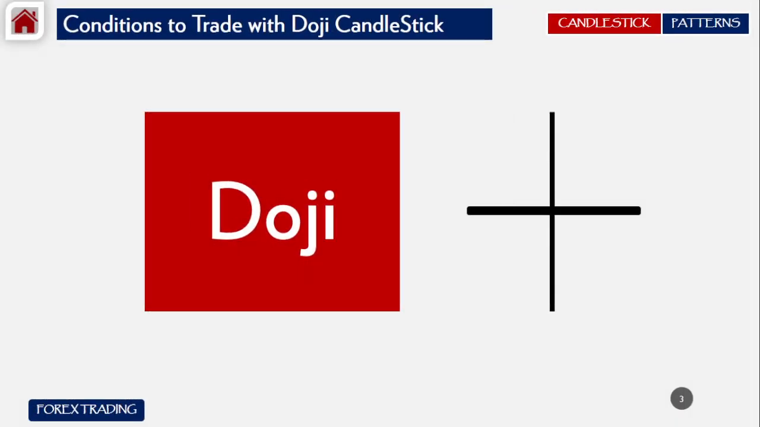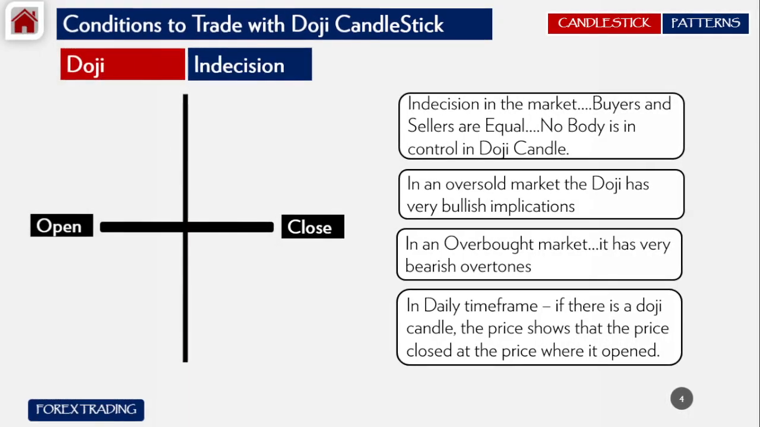Okay, this is how a Doji looks. It is a kind of cross, and this is how we look at Doji candlestick analysis. This basically tells us that there's indecision in the market, that buyers and sellers are equal. Nobody's in control in a Doji candle. So Doji basically means indecision in the market.